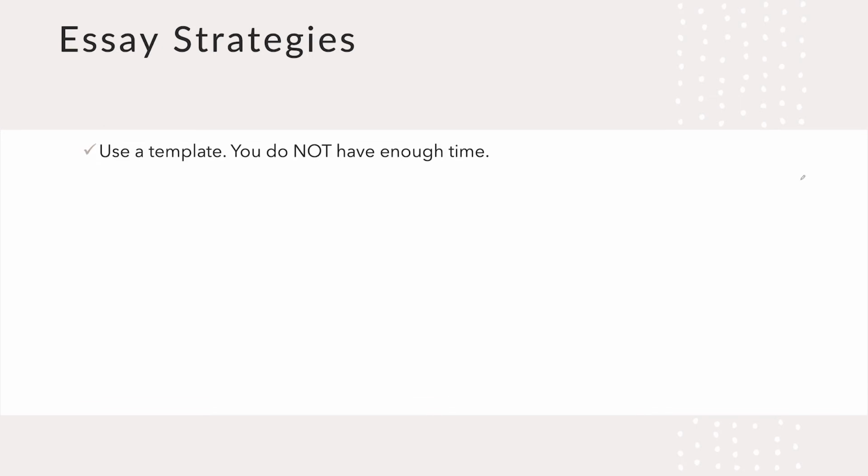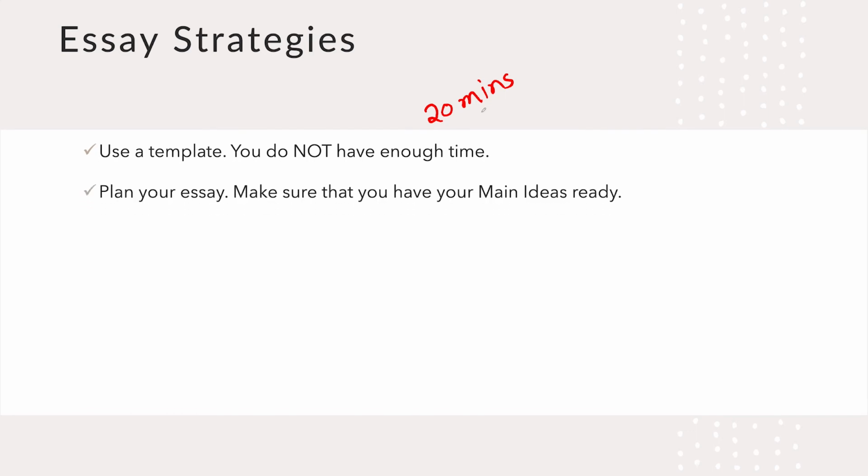Strategy number 1, use a template. You do not have enough time. Trust me, 20 minutes is nothing. It goes very fast, especially in exam conditions. So use any template so that you have smoothness in your writing. Next is plan your essay. Make sure you have the main ideas ready. Main ideas means the topic sentences. In any academic writing, you need to have a topic sentence when you are actually writing something. So ensure that you have a topic sentence or main idea ready.